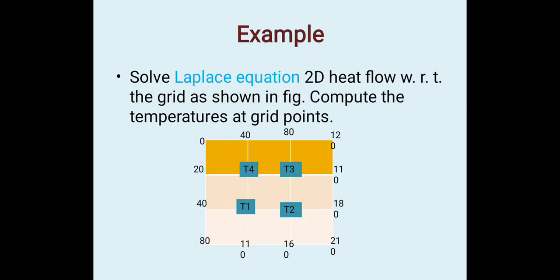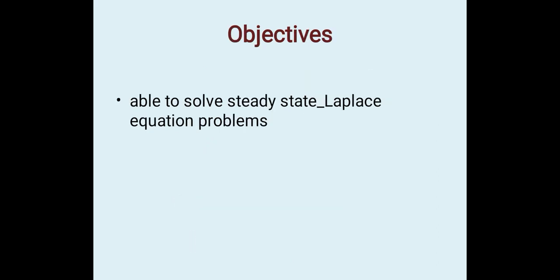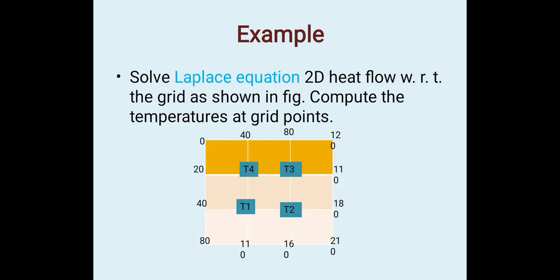Now here we have to find out for this plate the temperature, where the boundary conditions are given. We can see here 0, 20, 40, 80, then 110, 160, 210, 180, 110, 120, 80 and 40. So when heat is flowing from higher region to cooler region, after some lapse of time you have to find out the temperatures at these grid points. It means T1, T2, T3 and T4. For that we are going to use Laplace equations.